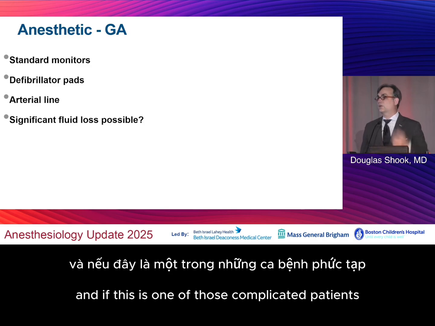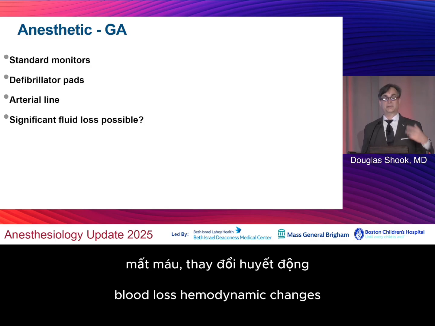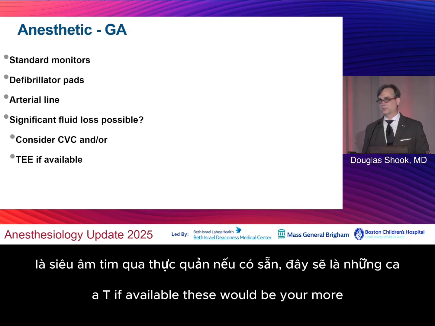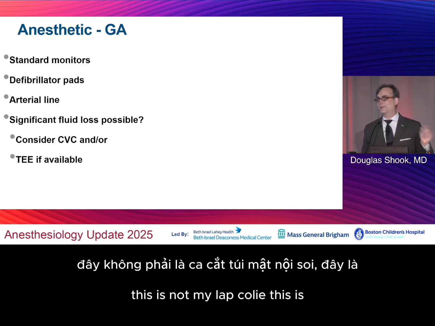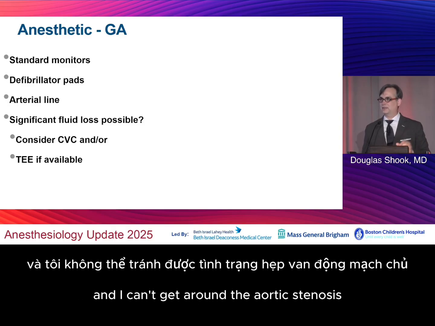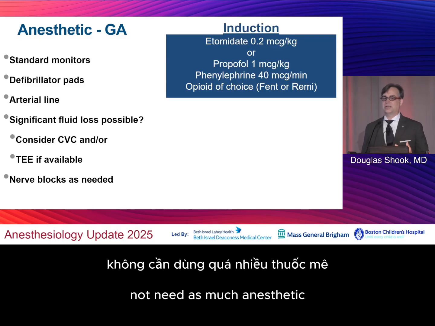And if this is one of those complicated patients where fluid loss is possible, blood loss, hemodynamic changes, all that, probably consider a central line, and more importantly, a TEE if available. These would be your, this is not my lap chole. We've decided this patient needs the operation and I can't get around the aortic stenosis. And then nerve blocks, anything that can help me not need as much anesthetic.